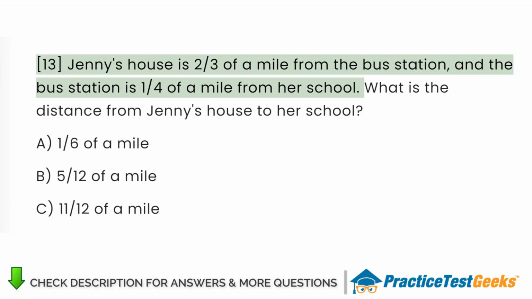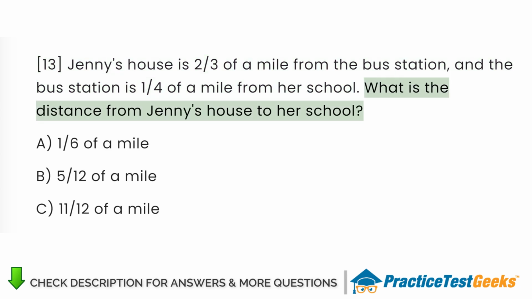Jenny's house is 2/3 of a mile from the bus station, and the bus station is 1/4 of a mile from her school. What is the distance from Jenny's house to her school? A. 1/6 of a mile. B. 5/12 of a mile. C. 11/12 of a mile.